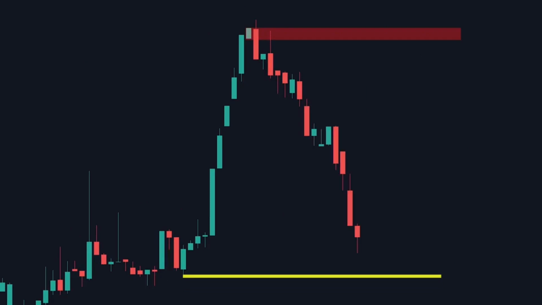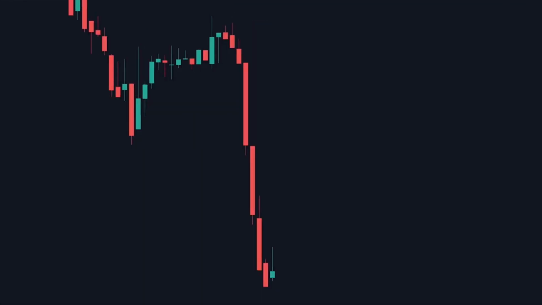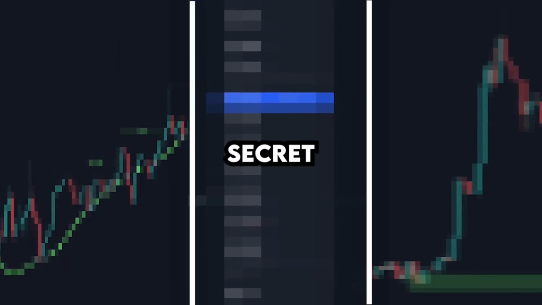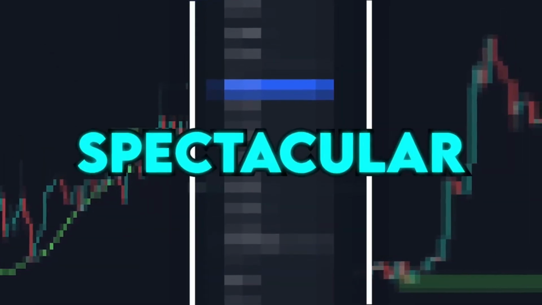So this zone is not validated and we would not trade off of it. It needs to have both an aggressive move and have a break of structure to be a valid zone. So now that we know the criteria of a valid supply and demand zone, let's move on to how to actually enter and exit based off that criteria. Then we'll go over that secret juicy trick to improve your zones to make them spectacular.